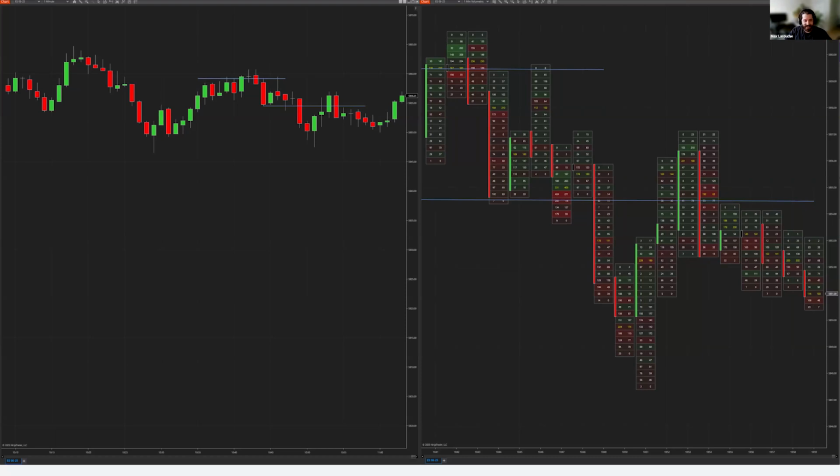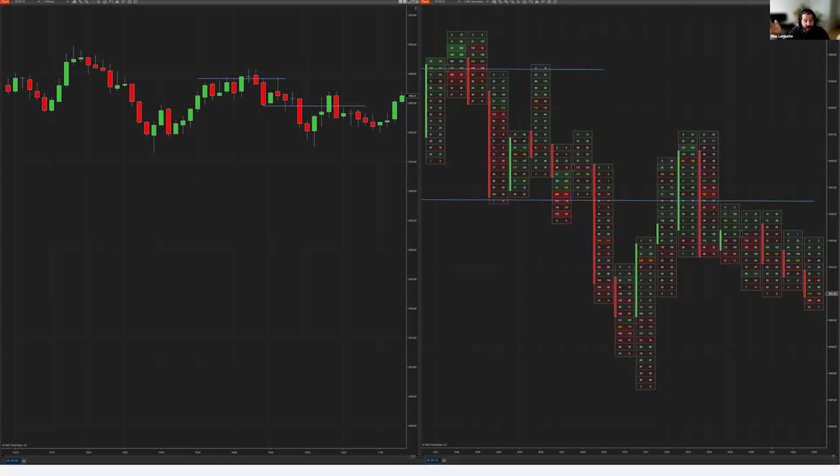Thank you. So that's what the footprint reveals. It shows you the why behind the move. It exposes the fight: who stepped in, who got overwhelmed, where the market turned because someone said enough. That's what the footprint reveals. Candlesticks just show you the outcome. The footprint shows you what it took to get there.